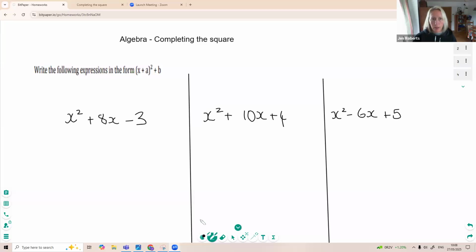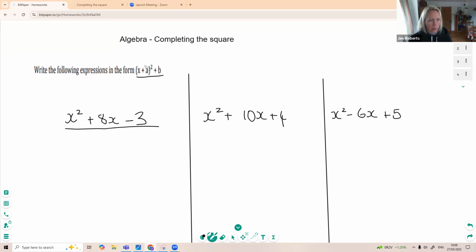In this recording, we're going to look at completing the square. You are likely to be asked to complete the square by writing the following expression in the form (x + a)² + b. So what this means is that you need to write this quadratic expression in that form. There is a reason you do that. It does have its uses, but you're usually just asked to write this expression so it looks like this expression.